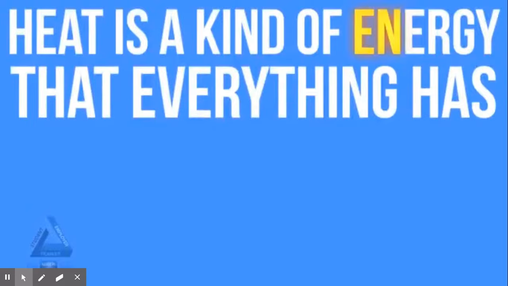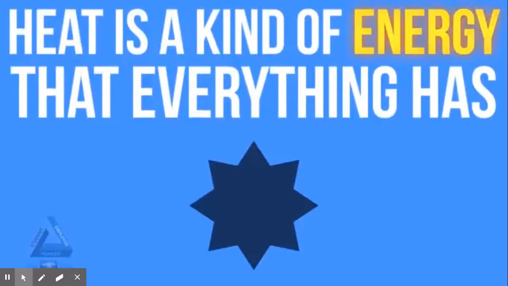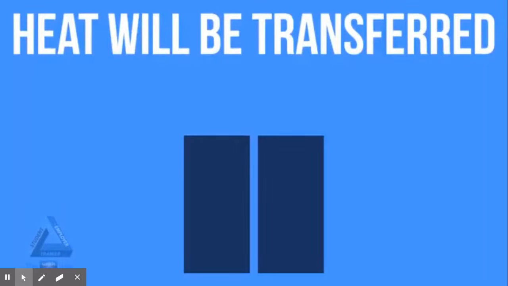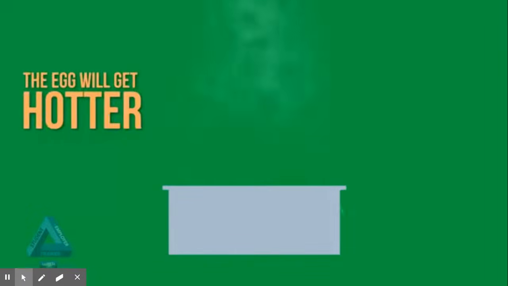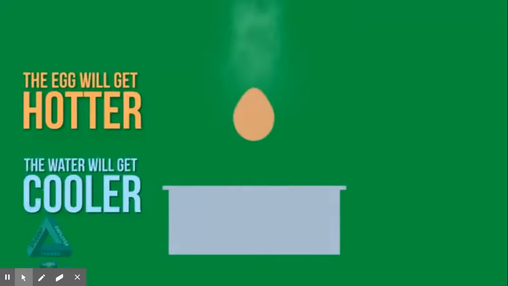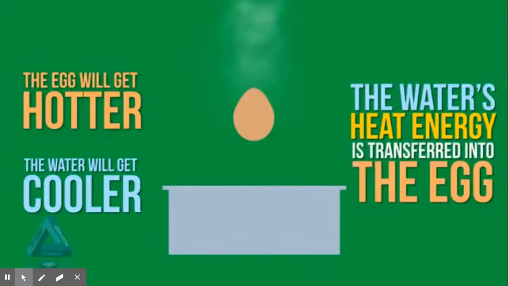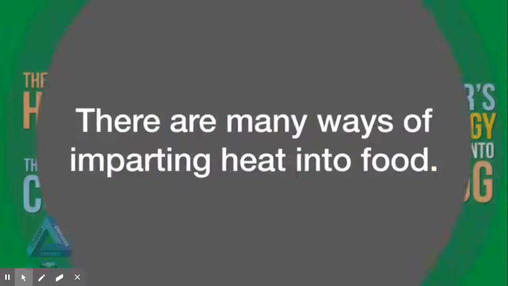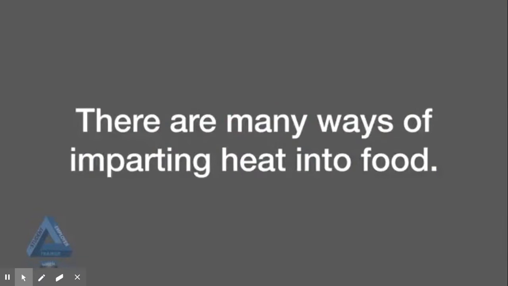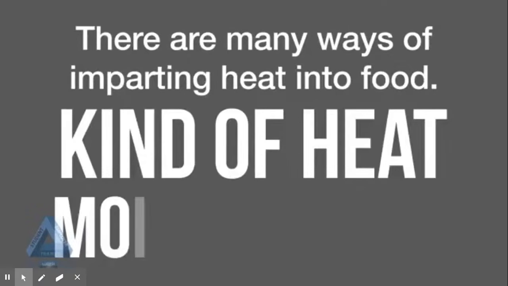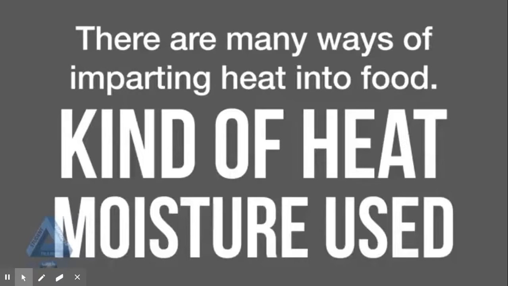Heat is a kind of energy that everything has. Heat will be transferred from something that has a lot of heat energy to something that has less heat energy. If you put an egg into hot water, the egg will get hotter and the water will get a little cooler, because some of the water's heat energy is being transferred into the egg. There are many ways of imparting heat into the foods we cook, which are affected by two factors: the kind of heat and the moisture used in the cooking process.